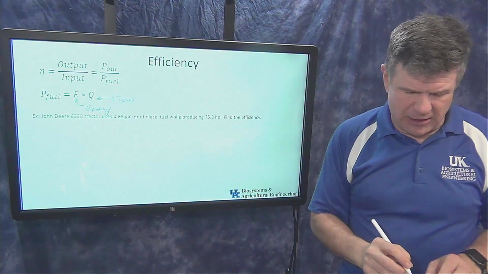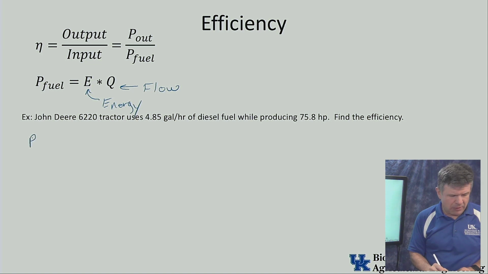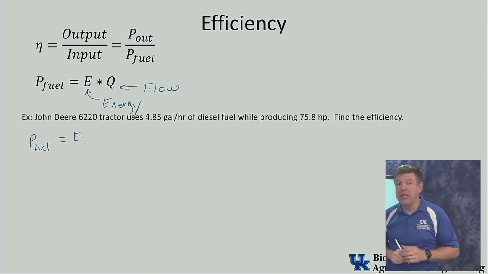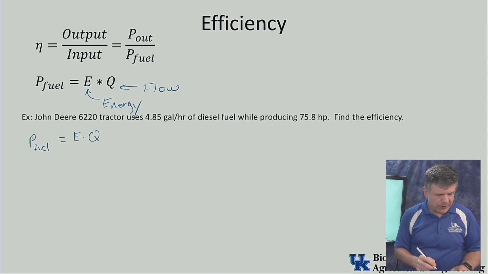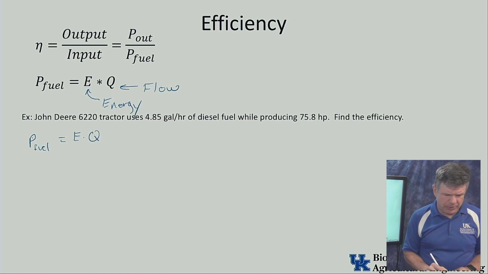So let's do that. Let's calculate the fuel equivalent power. The power in the fuel, and I'll write the equation out here, is the energy content of the fuel times the flow rate of that fuel, E times Q. So what is the energy content? I can go back a couple slides where we have that, or I can look this up on the internet. Let's look at the energy content of diesel fuel. In our particular case, we'll do English units on this example, since we have the power in horsepower. So that's 129,000, and those units are BTUs per gallon.